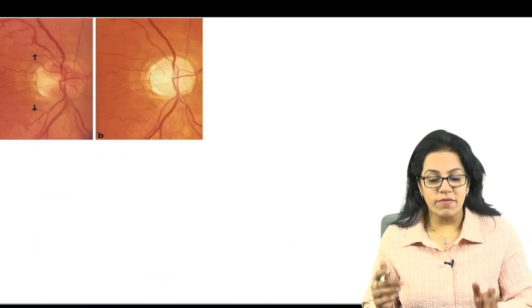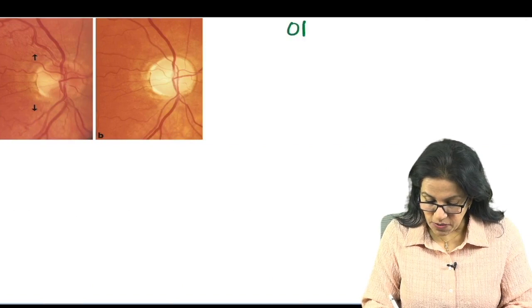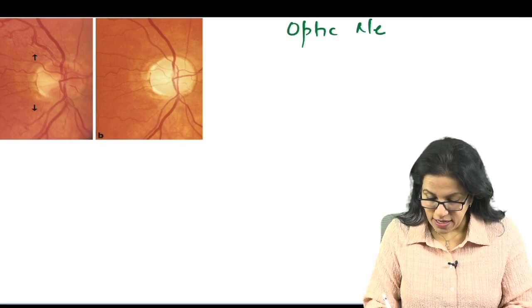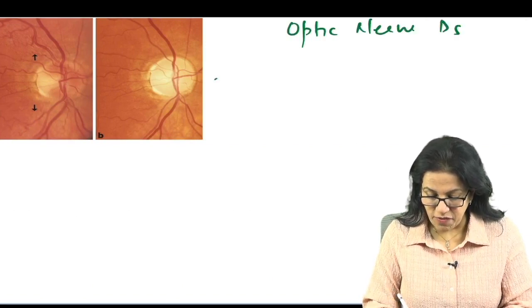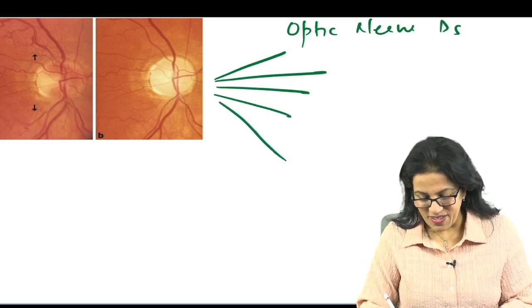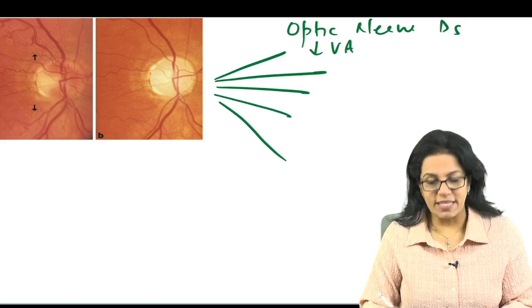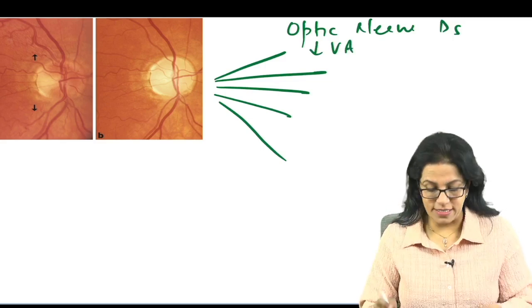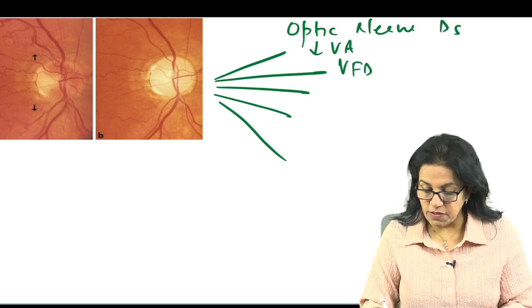So let's quickly revise what are the features of any optic neuritis or optic nerve disease. We can learn the features by 5 fingers. What are the 5 fingers? This is how I teach. So it is first decreased visual acuity. The vision in that affected eye will be less. Secondly, there will be visual field defects.